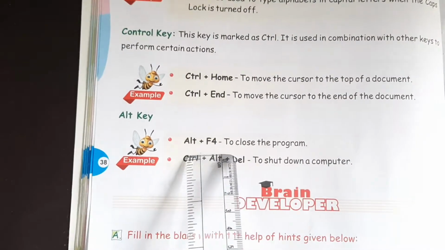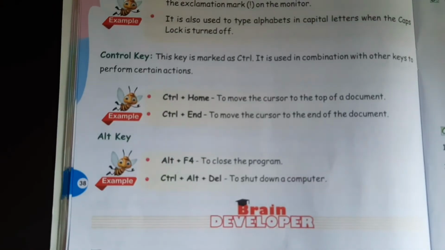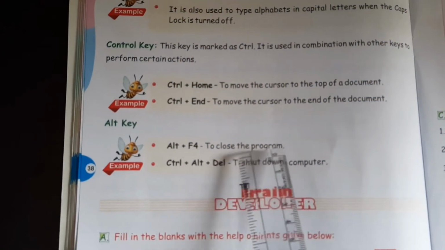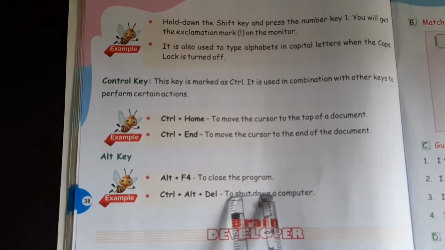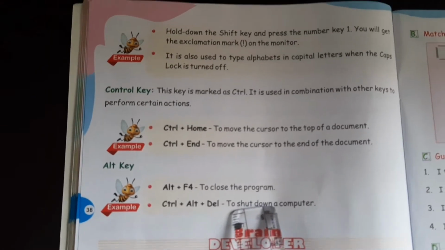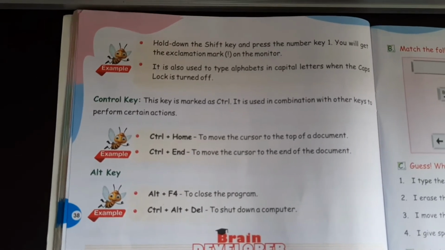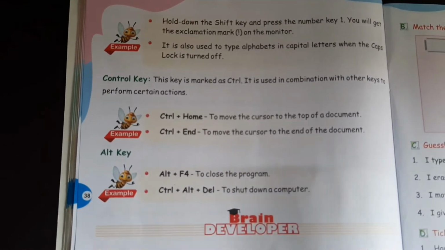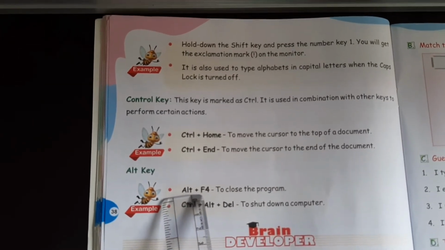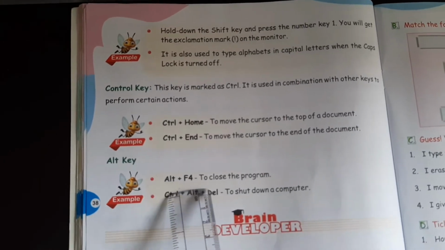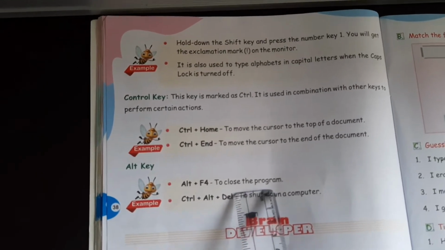Suppose you are working on a program, like a Word document, and you want to close Word, or you are making a drawing in MS Paint and you want to close that application. Either you take your mouse to the cross at the top right-hand side and click to close the application, or you can press the Alt key on the keyboard and keep it pressed, don't leave it, and also press the F4 function key, and your application will be closed.